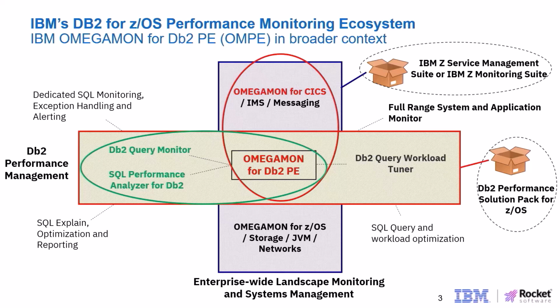OMPE is also integrated with two other IBM Db2 performance tools, the IBM Db2 Query Monitor and the IBM SQL Performance Analyzer. IBM's Db2 Query Monitor is a dedicated SQL level monitor, and it allows to dive deeper into SQL execution as well as object level usage. The Db2 SQL Performance Analyzer can be launched from OMPE for explain and cost estimation from any panel where an SQL statement text is displayed. OMPE can run either as a standalone product or as part of a suite or a solution pack.